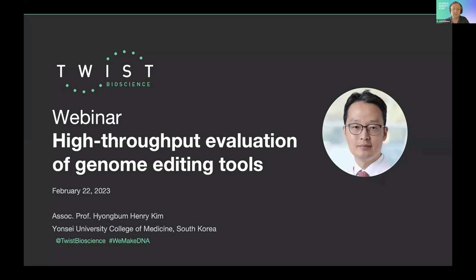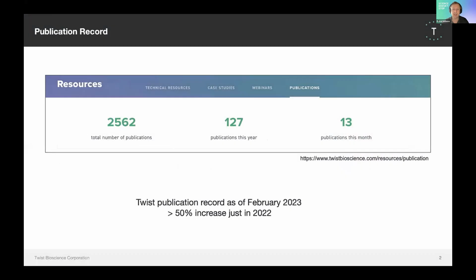Before I introduce Dr. Kim, I would like to share some latest information about Twist. My favorite way to start the presentation is by showing you a particularly exciting screenshot from our website. Just because, like all scientists, we at Twist love to brag about our publication record, which is as of now standing at over 2,500 publications. Considering that we're still a very young company, we only started commercial activities in 2016, we regard these numbers as quite substantial, and we're all very proud of it.